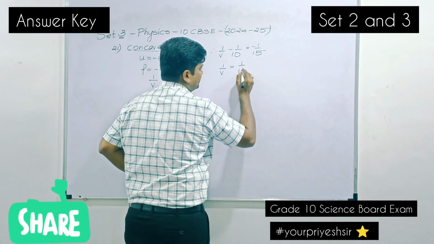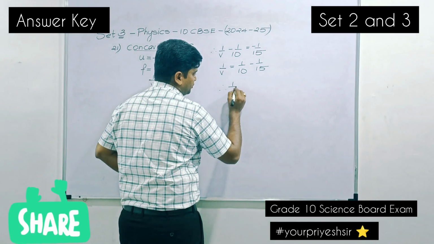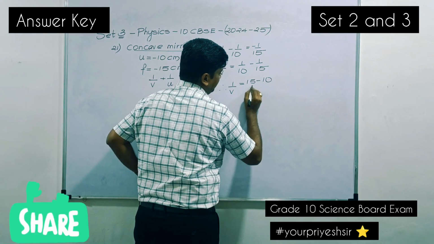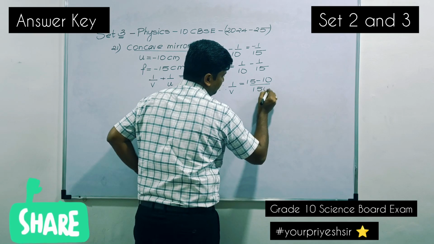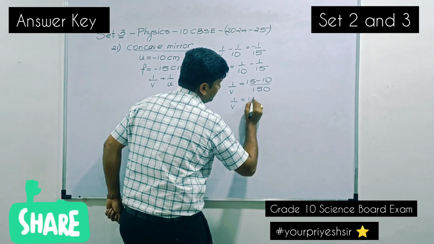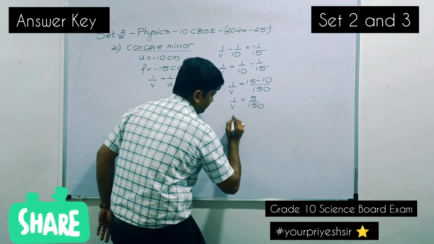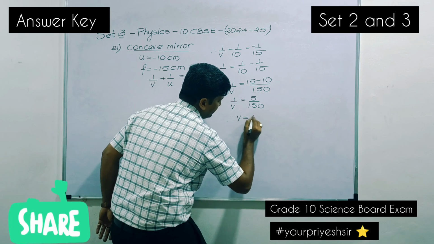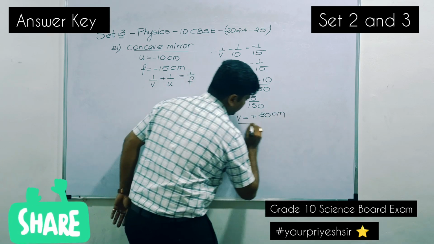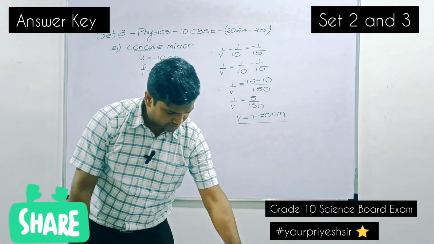Let's check. So 1 upon v, this part will go there. This is minus 1 by 15. So it's 1 by v. If we cross multiply, 15 minus 10 by 150. So it's 1 by v, 15 minus 10 is 5, so 5 by 150. So basically how much will v come? 5 threes are 15, so v is 30 centimeters. See, I told you v has to be positive. Correct? So it's correct.